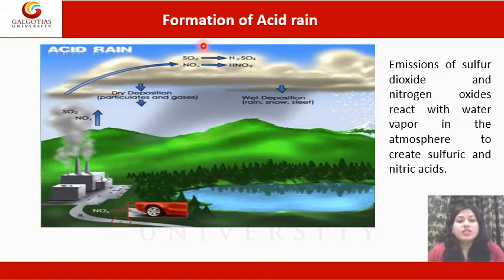Now we will discuss the formation of acid rain. Due to vehicular exhaust and the industries, both sulfur dioxide and nitrogen dioxide are released in the atmosphere. These two pollutants, when they react with water, form sulfuric acid and nitric acid. So this is the way acid rain is formed.